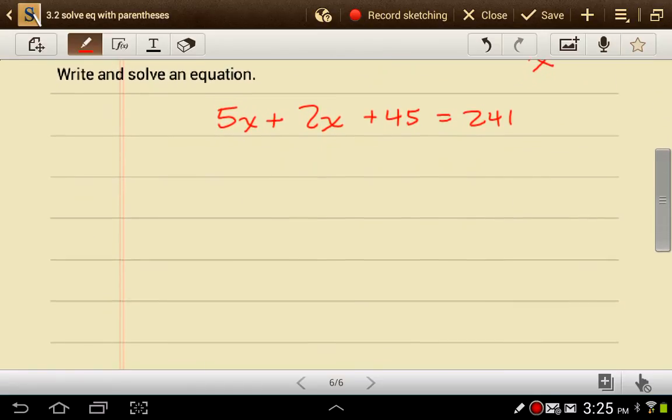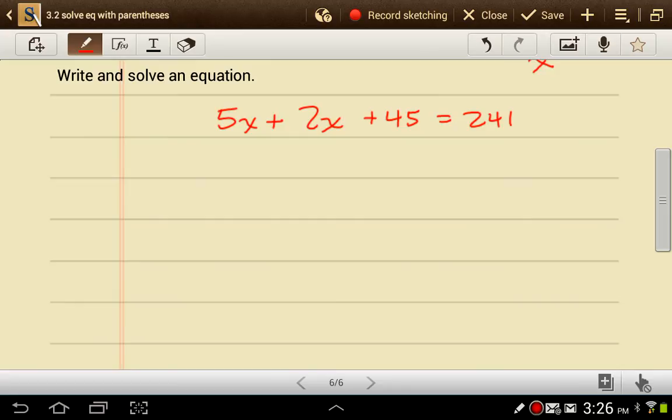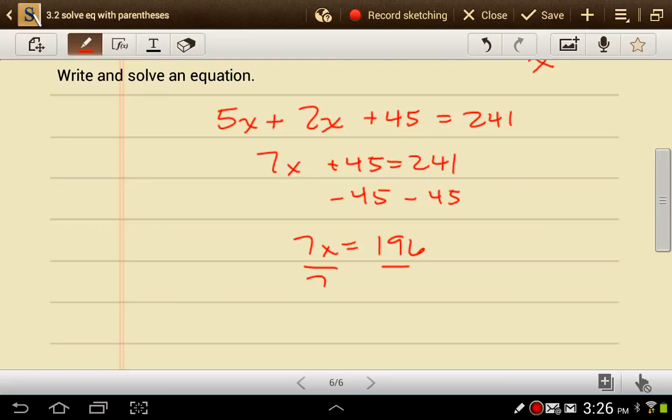So let me scroll down and now solve it. 5 plus 2 is 7x plus 45, and that equals 241. Subtract 45 from both sides, and you get 7x equals 196. Divide both sides by 7, and you get x equals 28. So my final answer is 28 students. That's how many students are going on the trip.